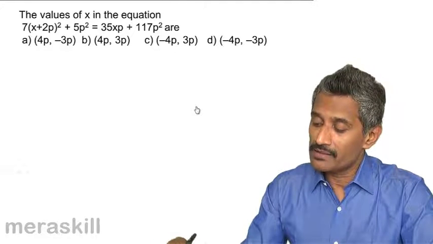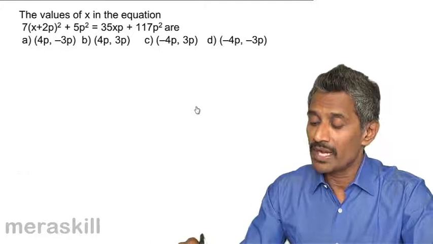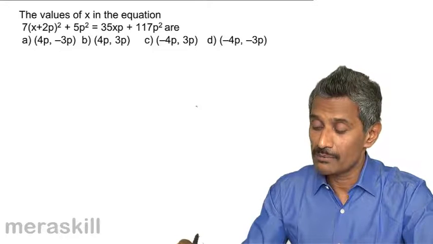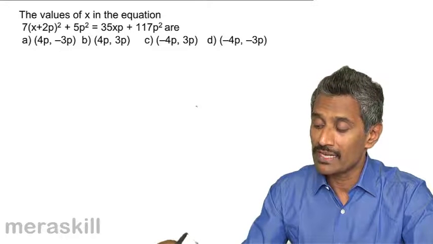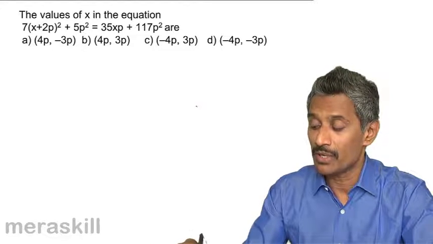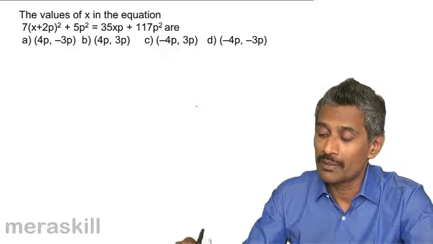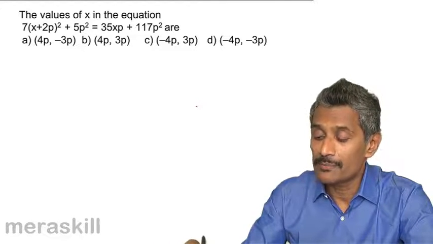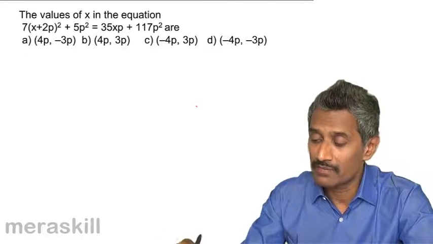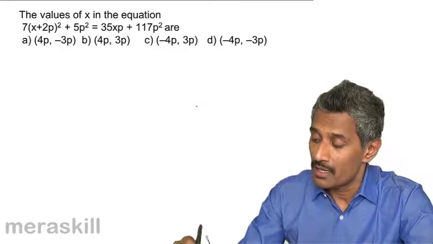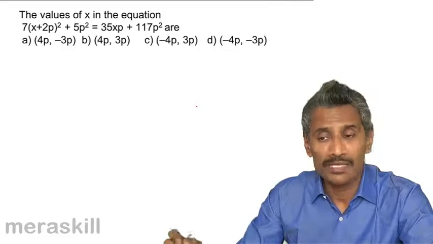Now here you have one more equation. The values of x in the equation 7(x + 2p)^2 + 5p^2 = 35xp + 117p^2 are what? Looks mighty big, but actually it could be a very simple one. In this case, we could substitute the values and see how it works, or the other way, we could open the bracket and do it.